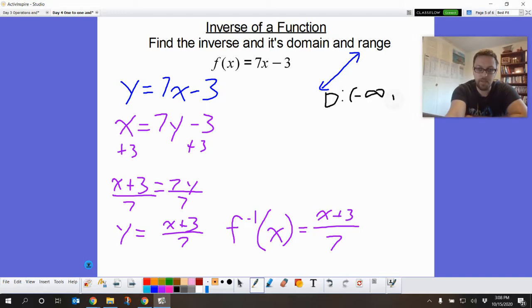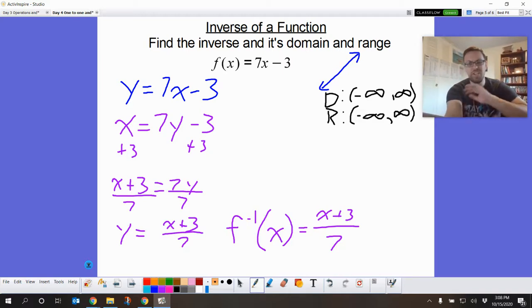it's negative infinity to infinity. There's no problems with our domain and range for this thing. And you can check that in your happy function book. If you look in your happy function book for a linear, it's always just negative infinity to infinity for our linears. If I want to find out what the domain and range of my inverse function is, all I have to do is swap those two around for my inverse.